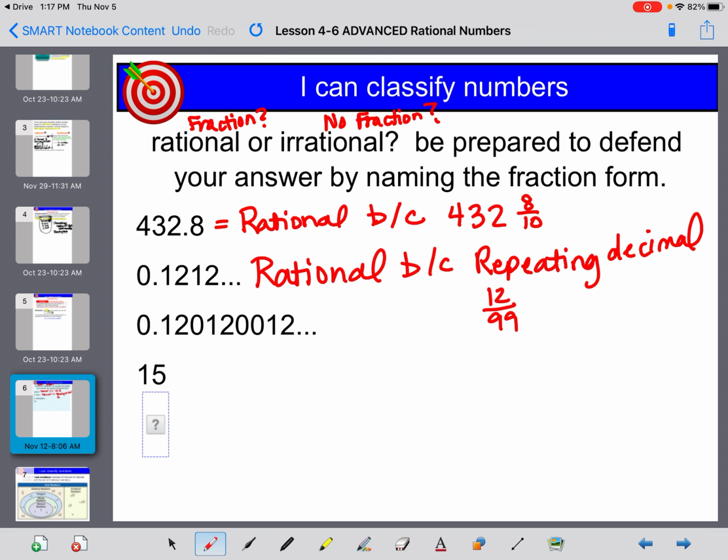The next one, 0.120120012, and it goes on forever. Notice that this is not a consistent repeating pattern. This is irrational because there is no fraction form, or because it's never ending and non-repeating both.